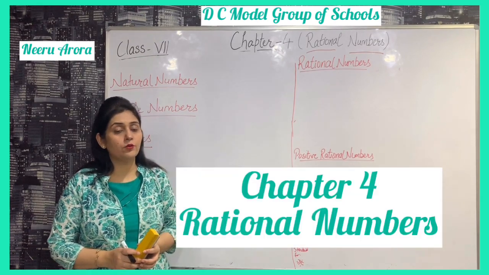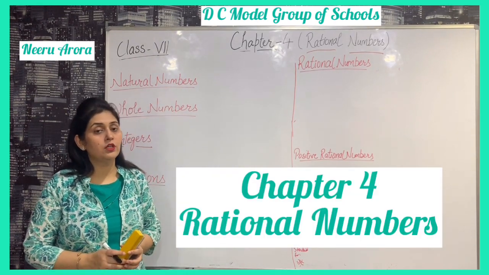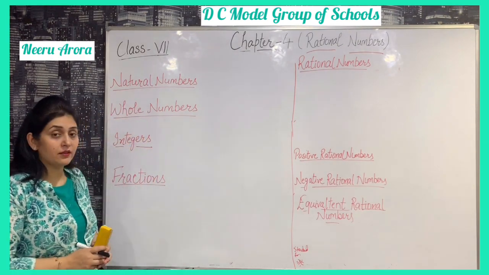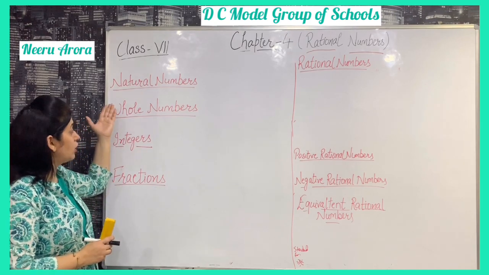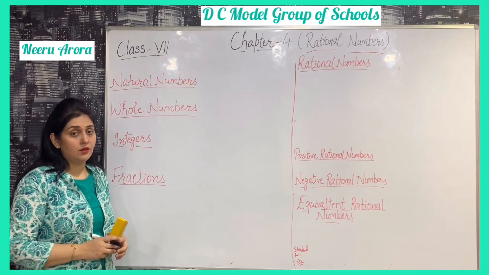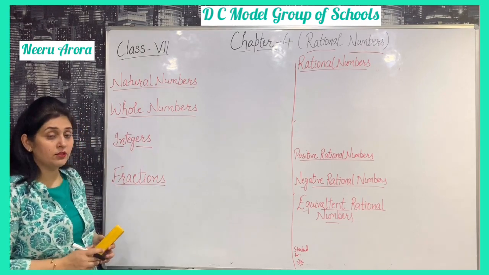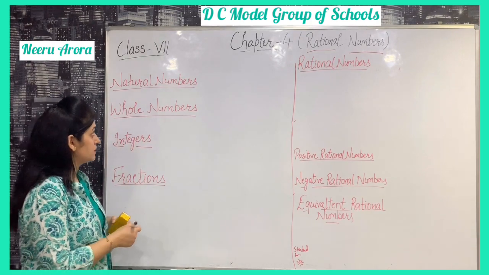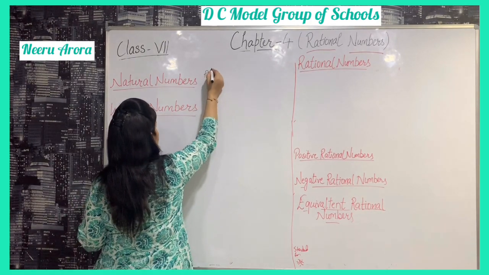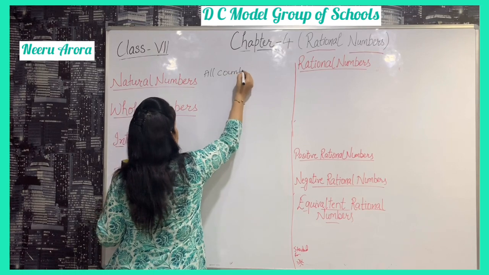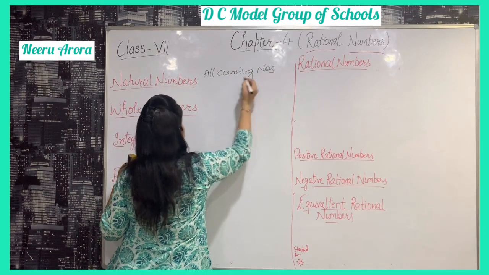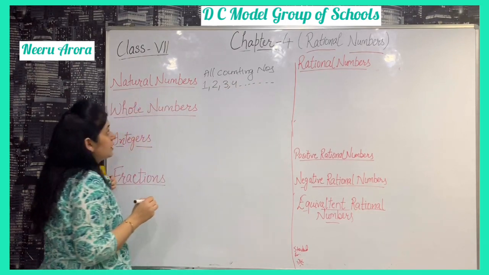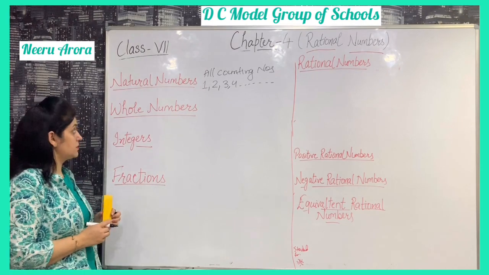Let's begin a new topic, chapter 4, rational numbers. It's a very easy concept. Before starting rational numbers, let's recall our previous topic, natural numbers. This we have learned in our previous chapters. Now what are natural numbers? All counting numbers: 1, 2, 3, 4, and so on. All counting numbers are natural numbers.